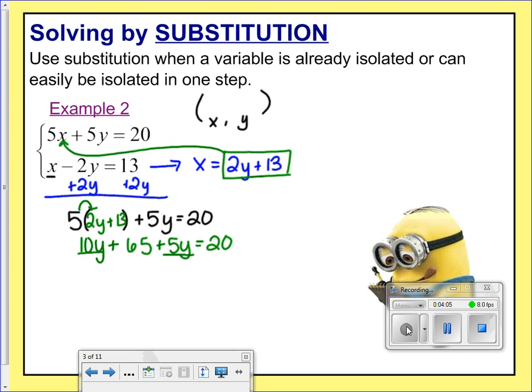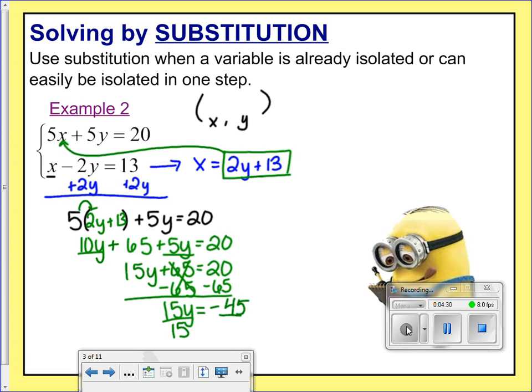I have some like terms, so let's combine them. I'm going to add them together and get 15y plus 65 equals 20. Let's subtract 65 from both sides to isolate that variable. 15y equals negative 45. Divide both sides by 15, and y equals negative 3. So I can plug that in for y.